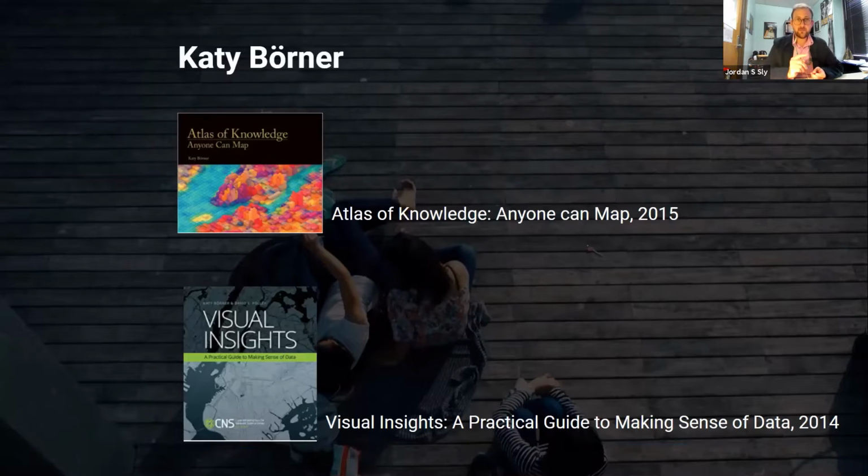Okay. As for Katie Bonner, she has two books that are both very, very good. I would say the Atlas of Knowledge is a very interesting one and one worth looking at. What she does here is kind of like with Tufte. It's a strange shaped book, more like a coffee table book, but it gives you big, beautiful pictures of a lot of data and interesting and fun ways to present them.